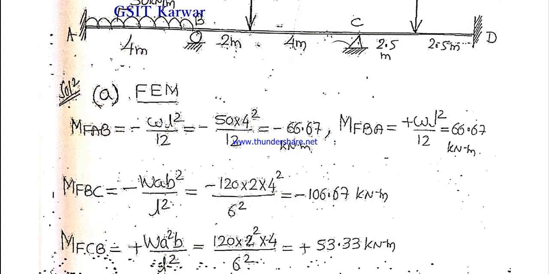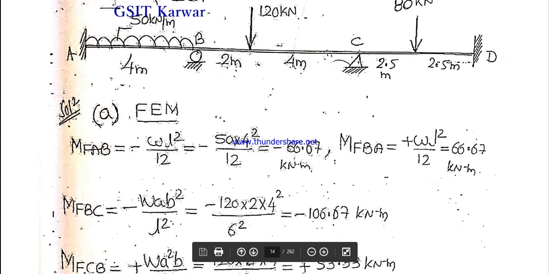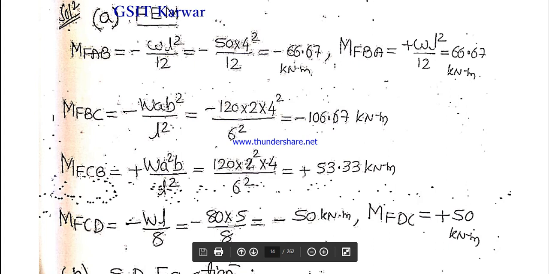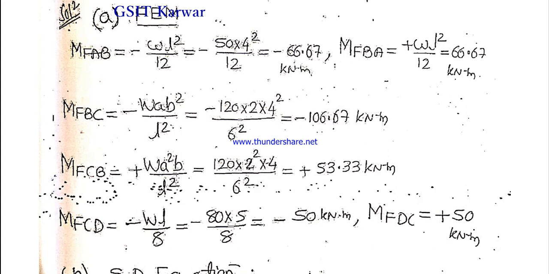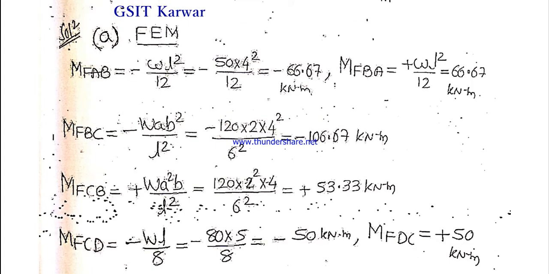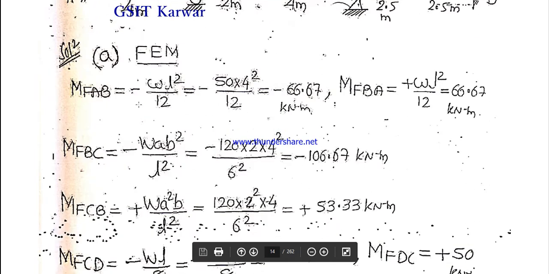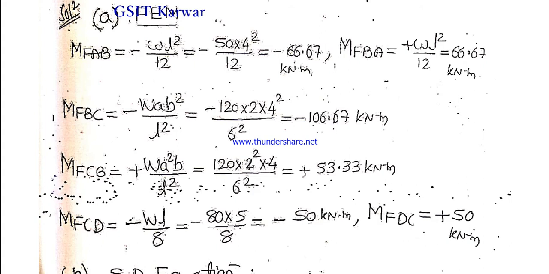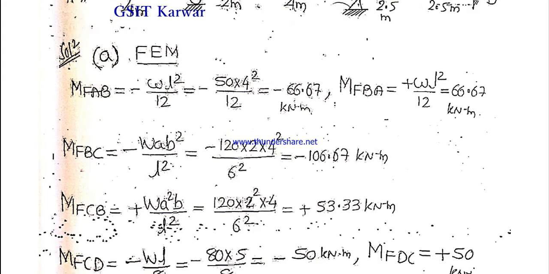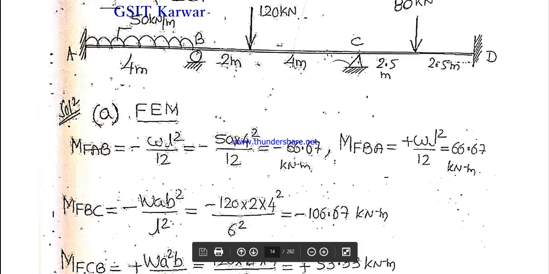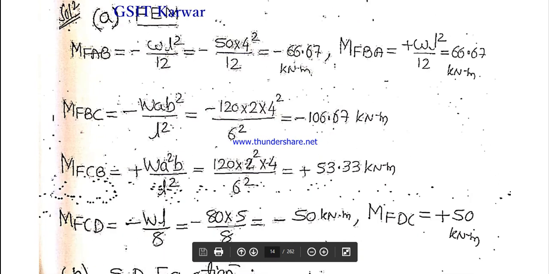Okay, next, similarly for span CB, you can calculate the fixed end moment. The formula is same, not same. Here you can observe positive, W a square b divided by L square, according to the load condition. If it is not exactly at the center, this is the formula. So you can substitute the data. Here a is 2 meter and b is 4 meter, and W is the given load. Substitute the data and you will get the answer.